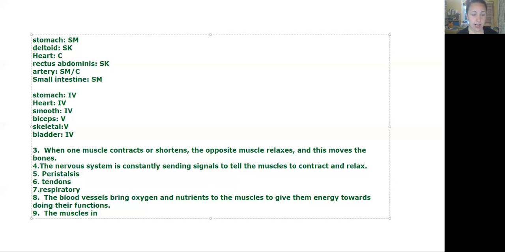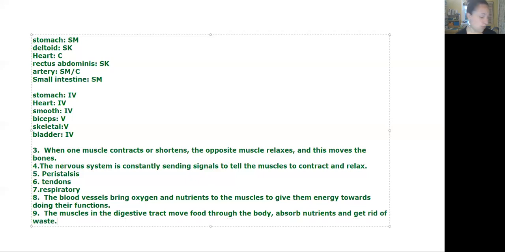So the muscles in the digestive tract move food through the body, absorb nutrients, and get rid of waste. All really important jobs. They're important for keeping the body clean, healthy, and energized.